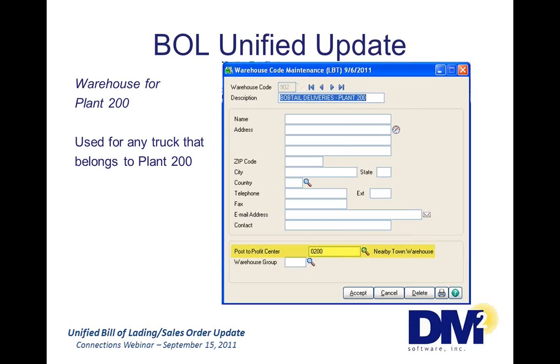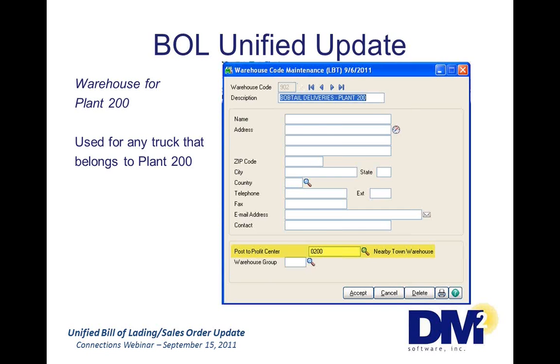I can't stress enough, if this is not a practice that you are currently doing, you will need to get with our professional service group and talk with a consultant to see what setups you would need to do to make this happen. But remember, it is required that you use a truck warehouse, not a plant warehouse, on the bill of lading header. I'll get into this a little bit deeper when we do the demonstration and when I talk about the processing.